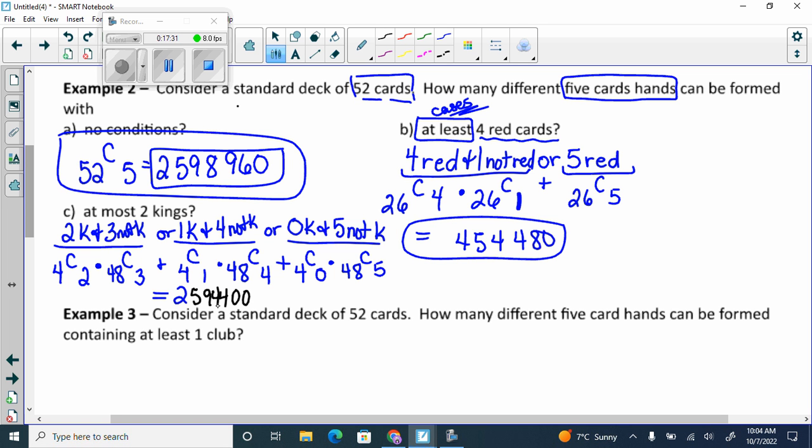So here I want you guys to try this one on your own. You're going to have quite a few cases. It says consider a standard deck of 52 cards. How many different 5-card hands from 52 can we form with at least one club? At least one means I need 1 club, or 2, or 3, or 4, or 5. So you're going to have 5 cases.